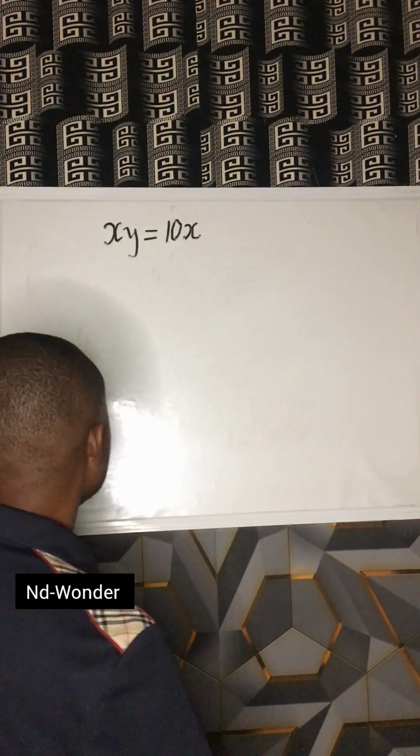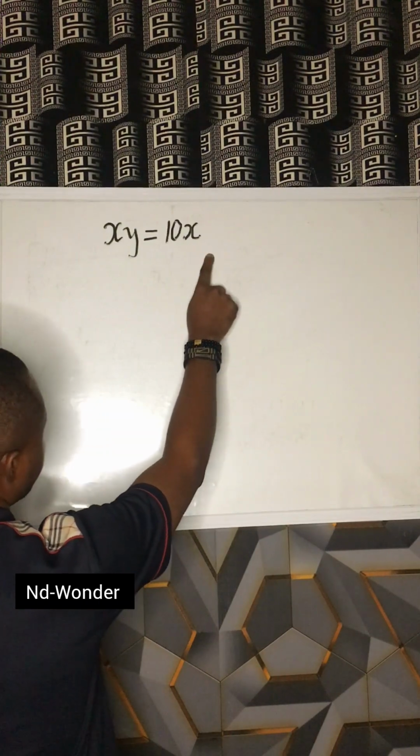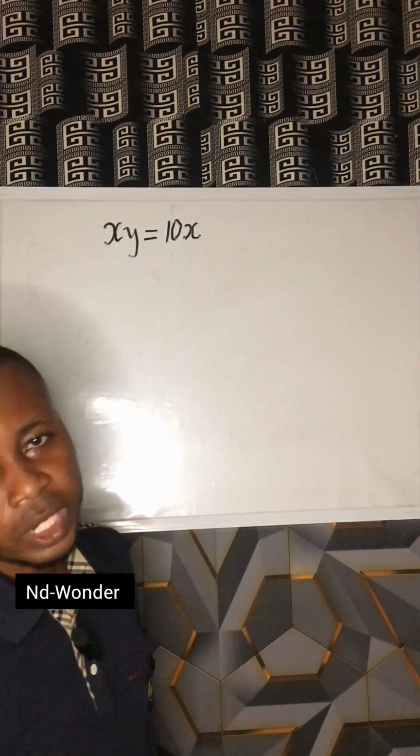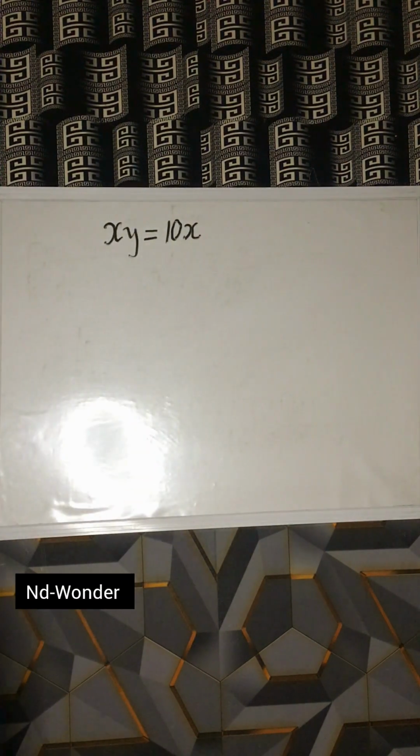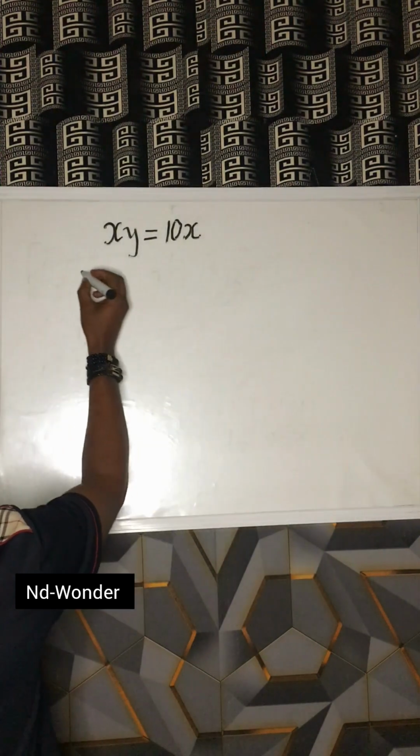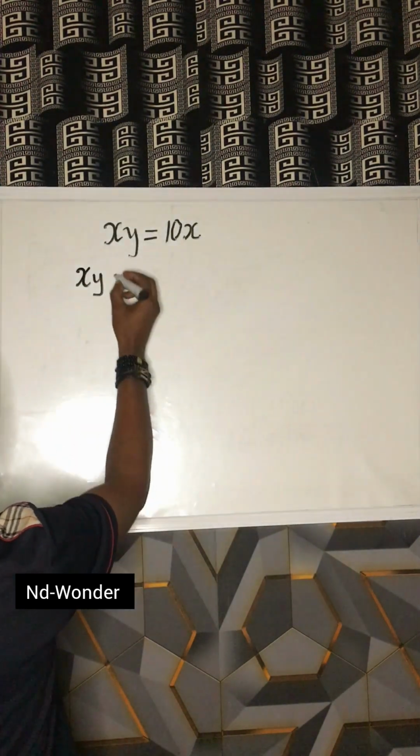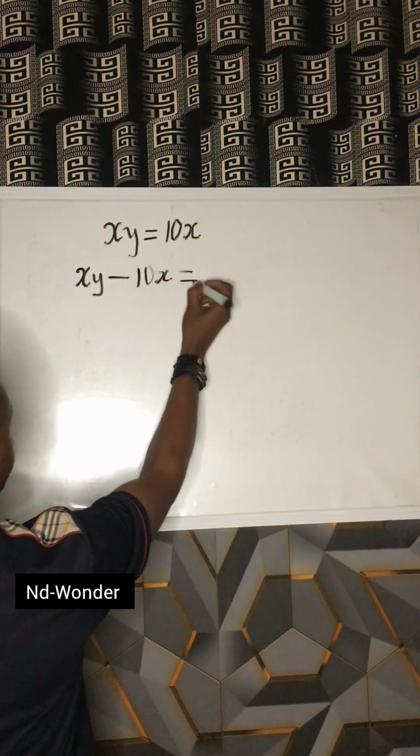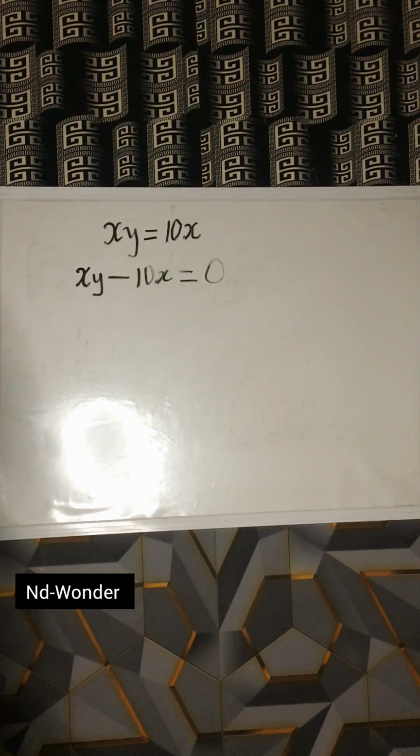solved. If you tend to divide both sides by x, then having your y to be 10, what will be the value of x? So the best way you can go about this is to subtract 10x from both sides. And when that happens, we are having xy, 10x crosses over to become minus 10x, which will be equal to 0.